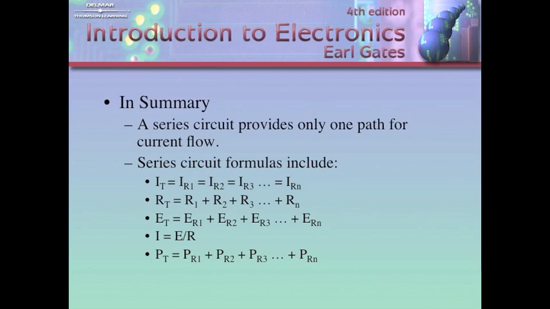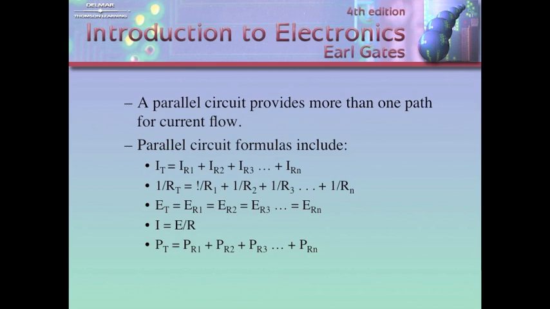ET is equal to ER1 plus ER2 plus ER3. This basically says that series circuits are also known as voltage dividers. I is equal to E over R. Why? Because Ohm says so. But because of that, we also see the inverse proportional relationship between I and R and the direct proportional relationship between I and E. Power, of course, is additive in a series circuit.